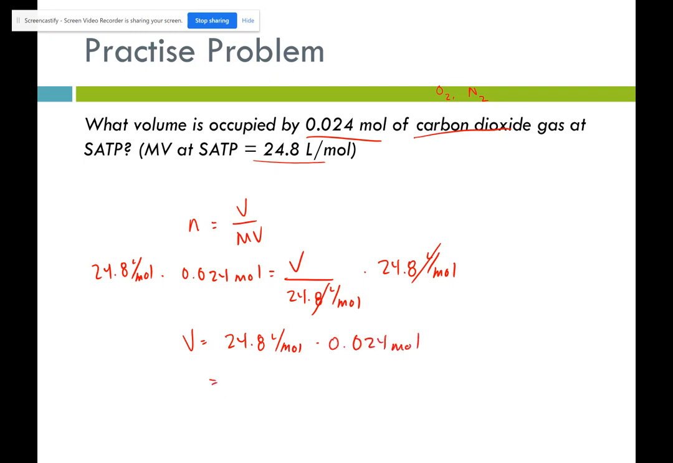That's going to give me, and I'm going to report this too. This has got 2 significant figures, and this is a 3, so I'm going to report to 2 significant figures. 0.60 liters, and it's going to be in liters because molar volume is in liters per mole.